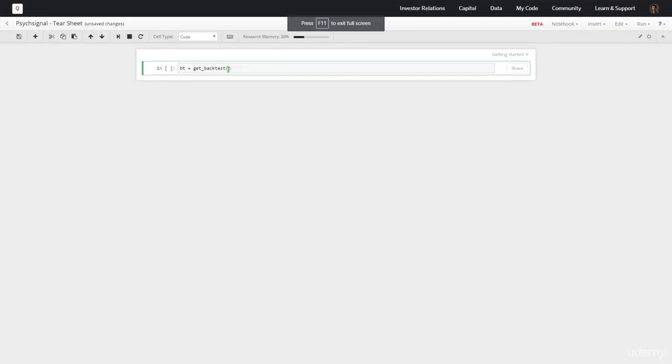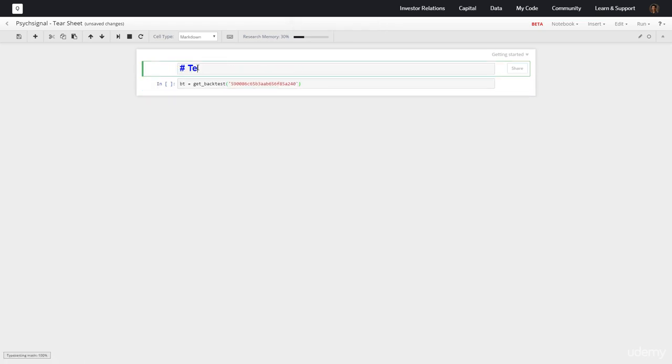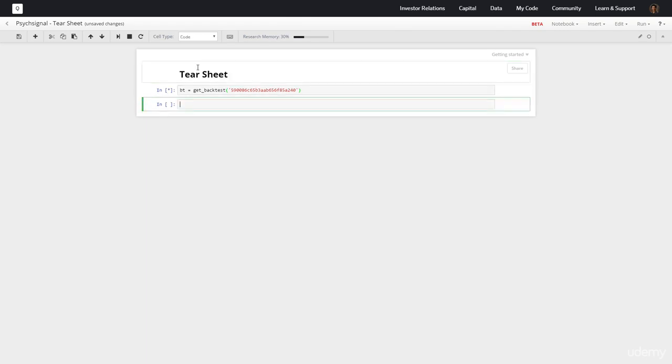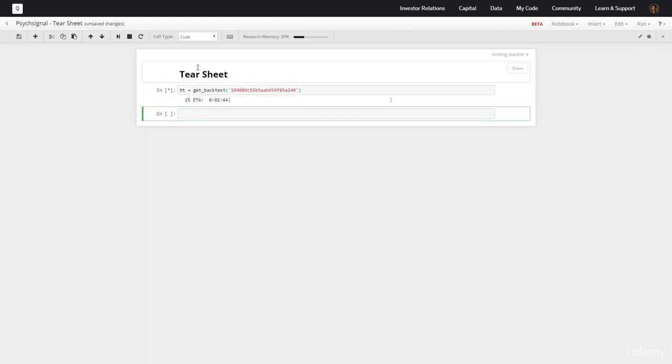All right, so let me just label this, I call this tier sheet, and run that. Should probably have run that. And the next thing is, after that's done, we're going to create the full tier sheet.